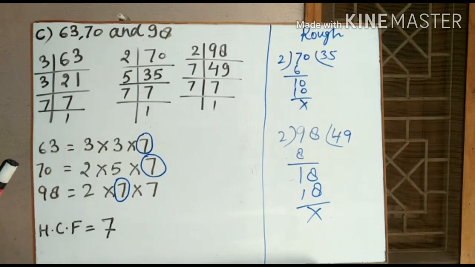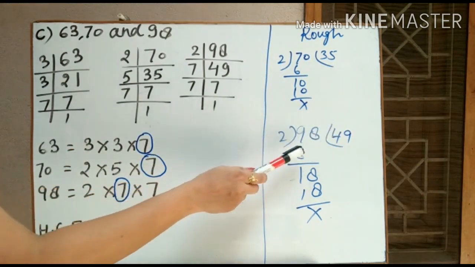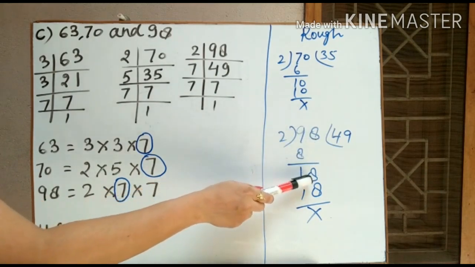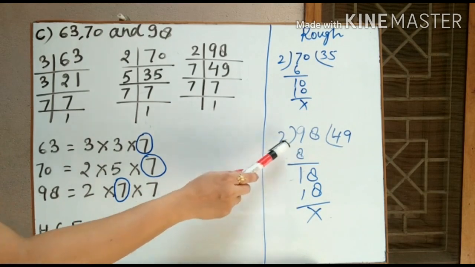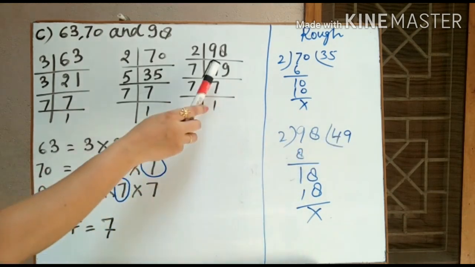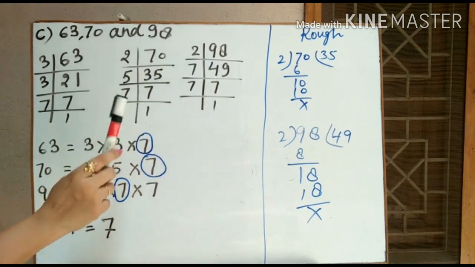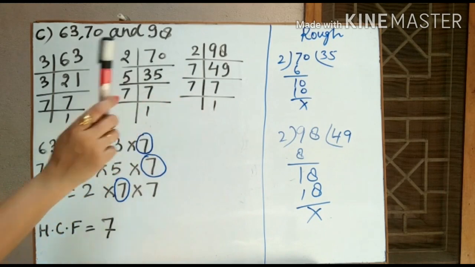Next 98. How to divide 98 by 2? 2 4 ja 8. 9 minus 8 is equal to 1. Next digit 8 becomes 18. 2 9 ja 18. So we will write 49 here. And 49 can be divided by 7. 7 7 ja 49. Now 7 1 ja 7.